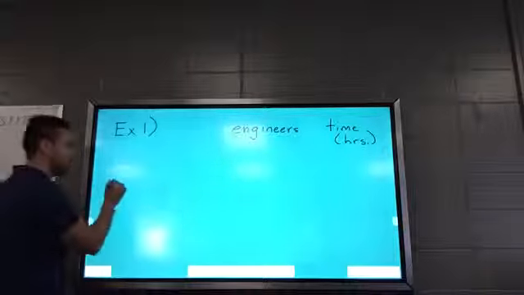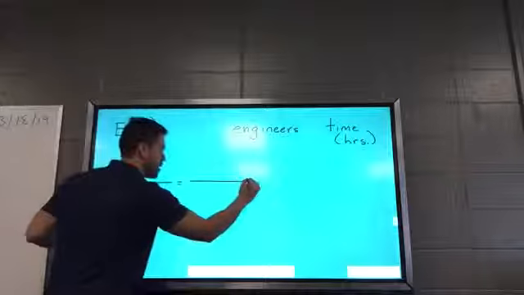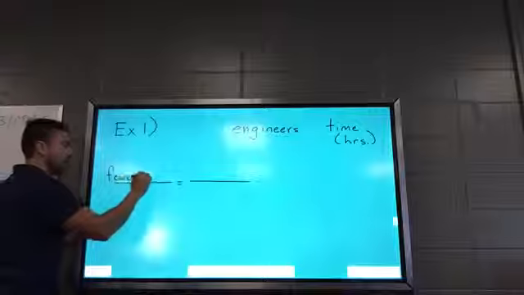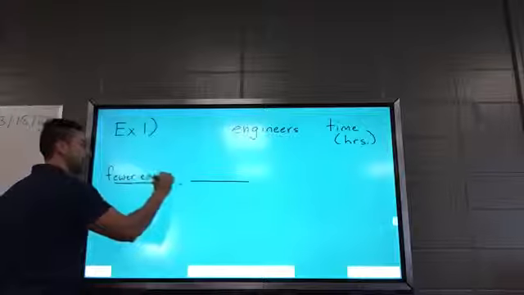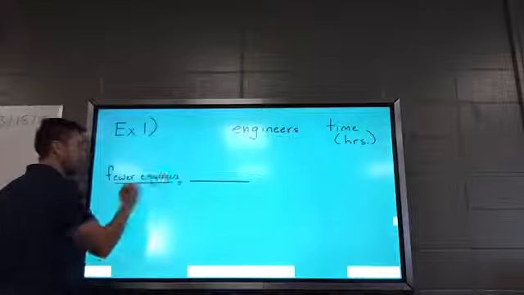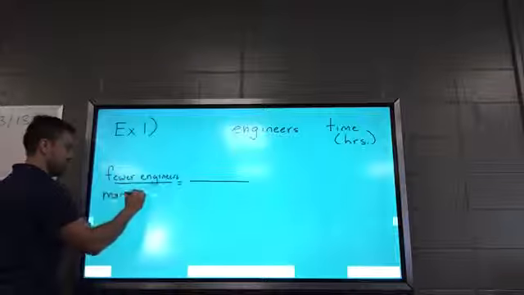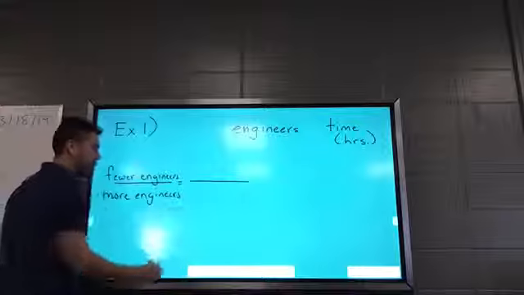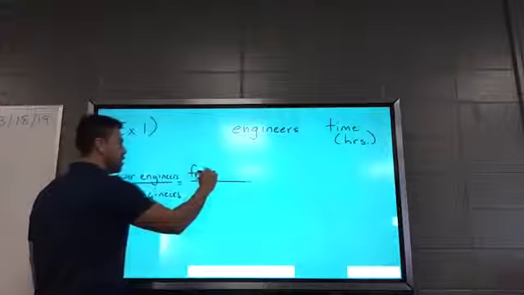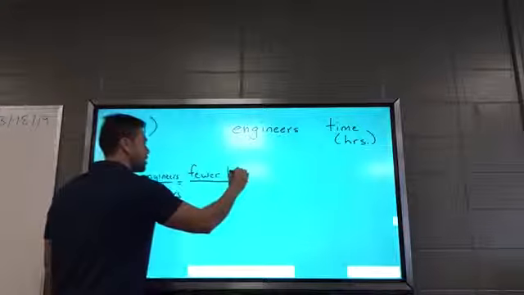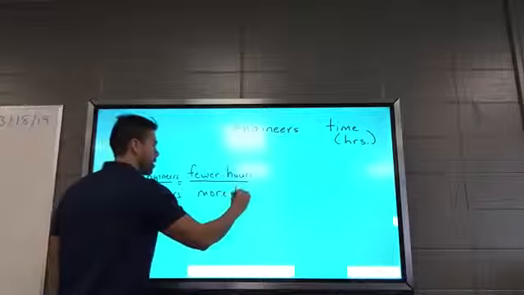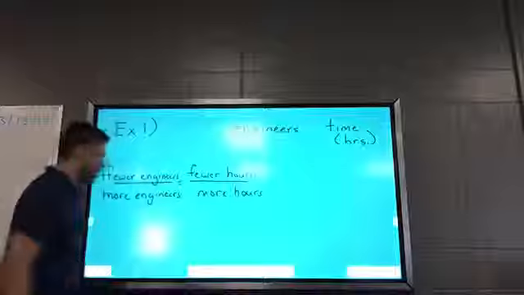Okay, we're going to set up a proportion. We're going to compare fewer engineers over more engineers. And then we're going to compare fewer hours over more hours. So I'm going to put in the numbers where they belong.